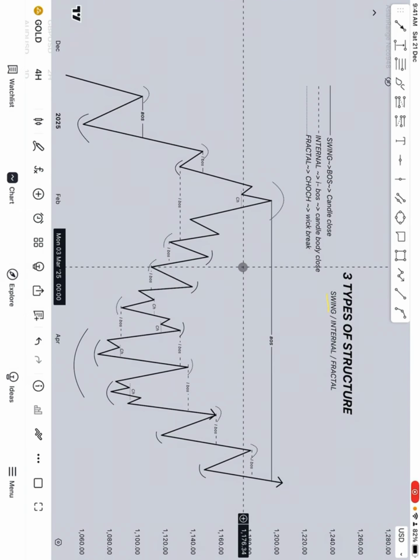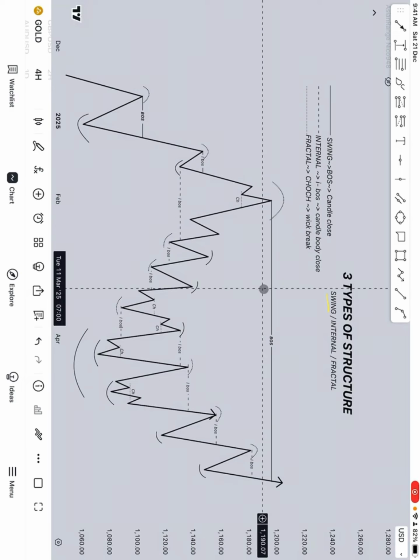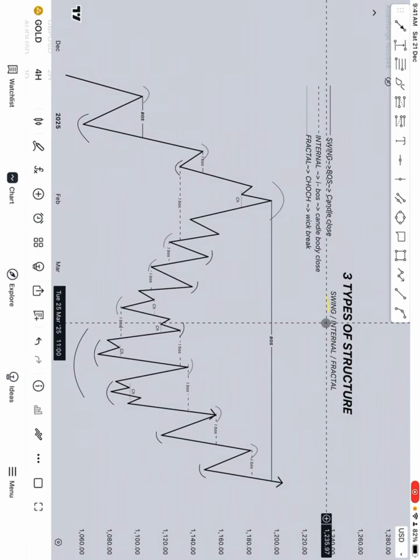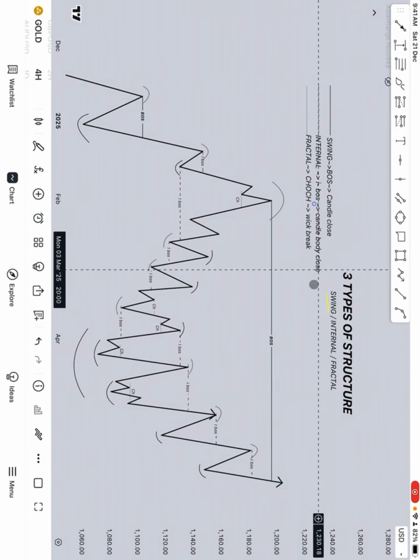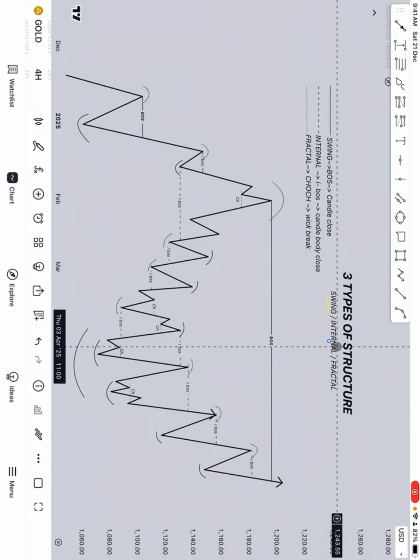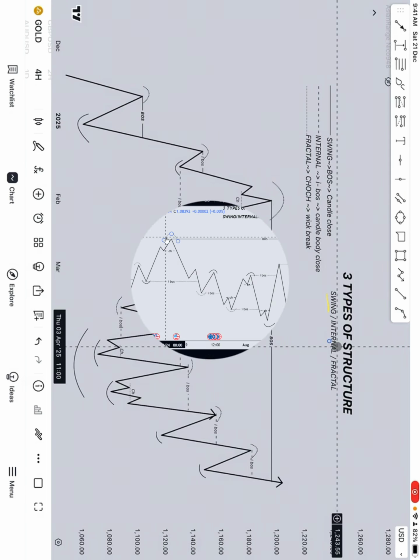And trust me, I'm just giving you exposure to what you need to know. It might sound a little bit complicated, but don't bother about that, because we'll definitely treat all the structures individually. We have already treated swing structure in the last video, and we are going to make a video on internal structure and fractal structure, and we'll later make a video on how to combine all of them and make good decisions based on that. Okay, so let's go deep into it.